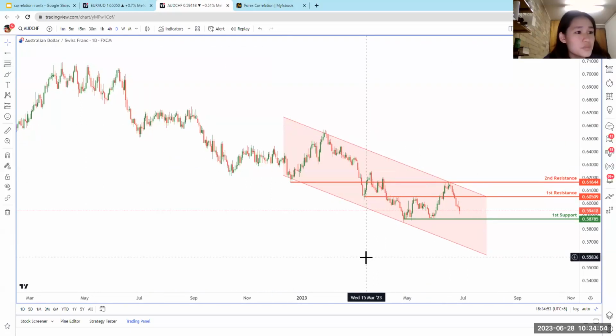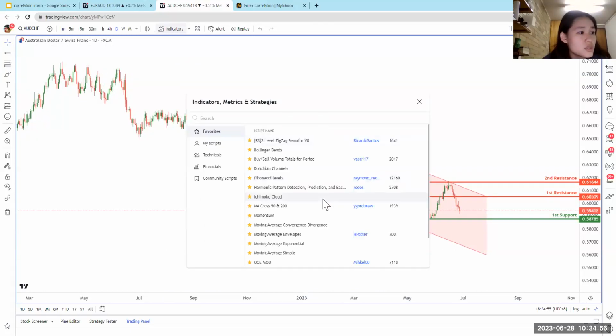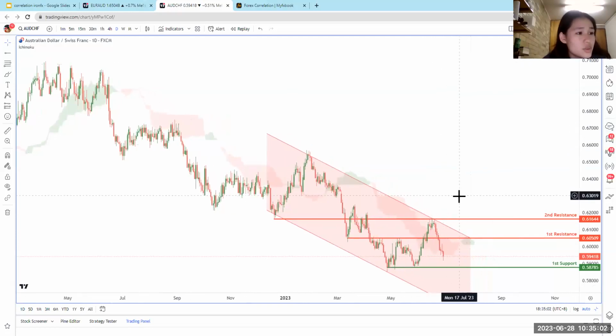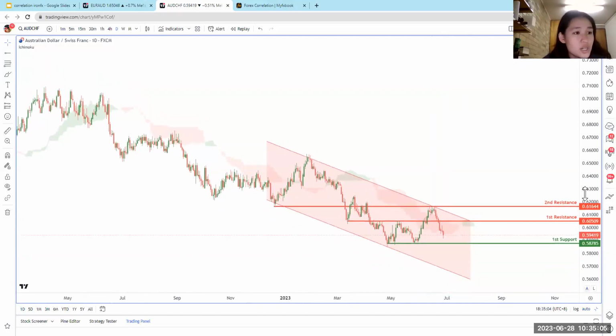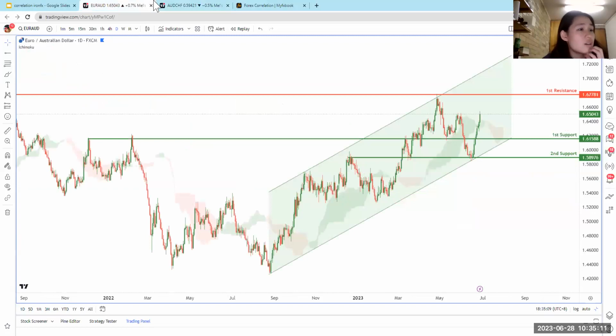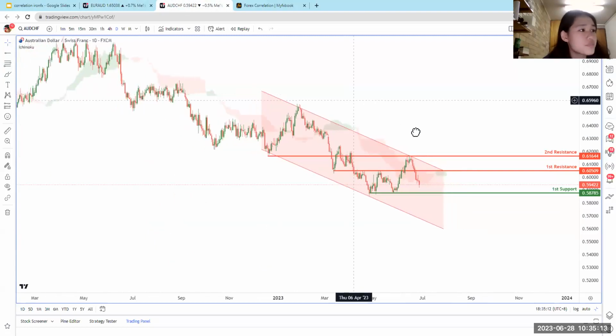Okay. So now let's go in with Ichimoku cloud as well. Okay, and prices are moving below the Ichimoku cloud, giving us a bearish signal. Okay, so here they are side by side.